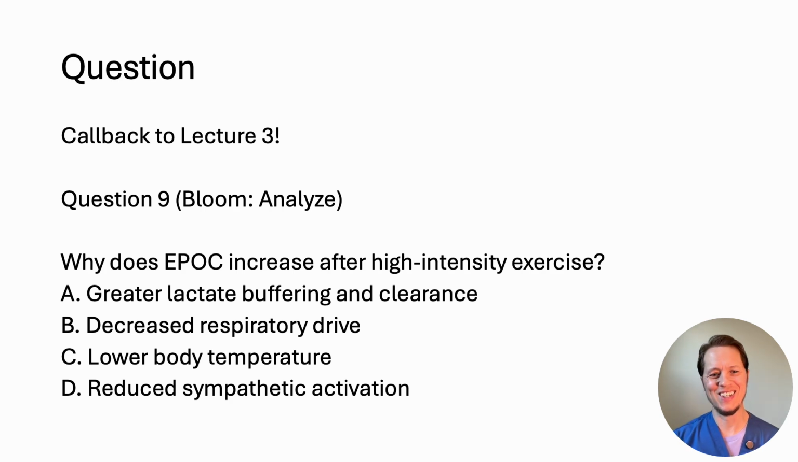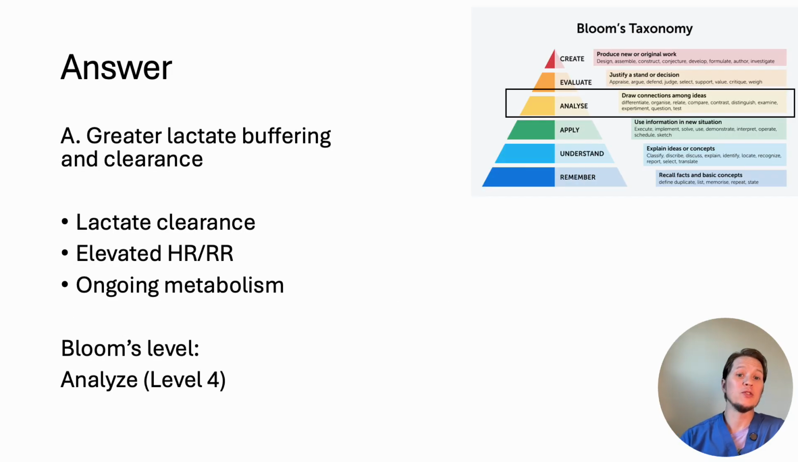Here we go, callback. Question 9, why does EPOC, remember that, increase after high intensity exercise? Is it A, greater lactate buffering and clearance, B, decreased respiratory drive, C, lower body temperature, or D, reduced sympathetic activation? The answer is A, greater lactate buffering. Above threshold exercise produces larger lactate loads requiring a longer O2 consuming recovery period. It's exhausting, but it's very enjoyable because you know you did a good workout and you are feeling the burn after.